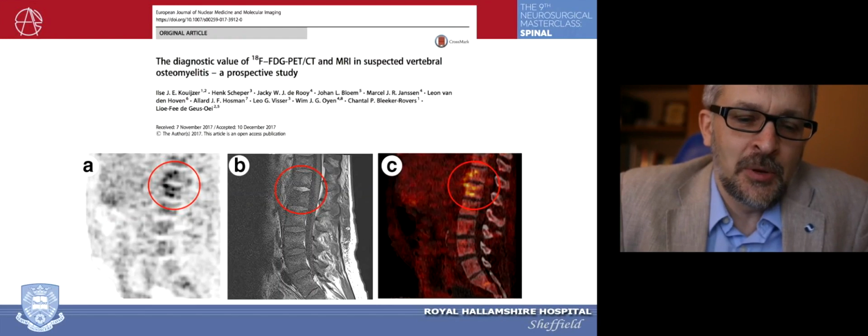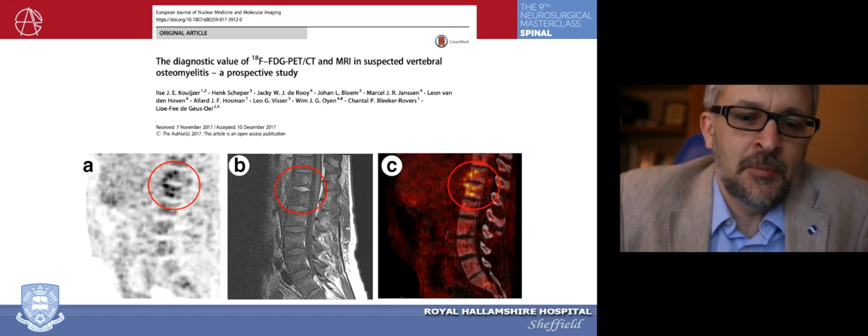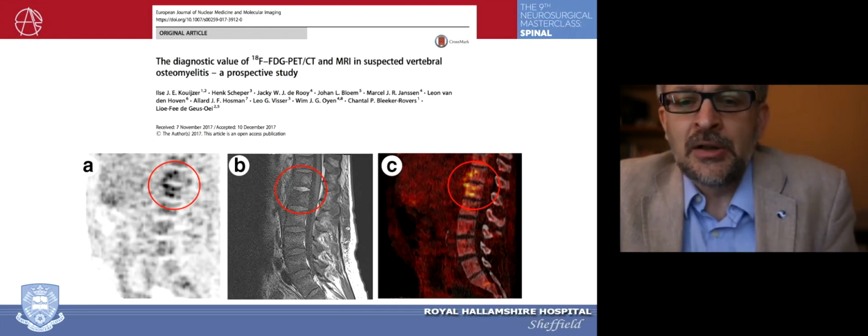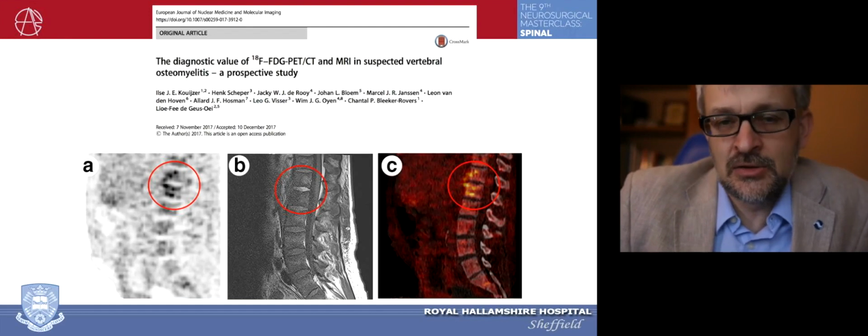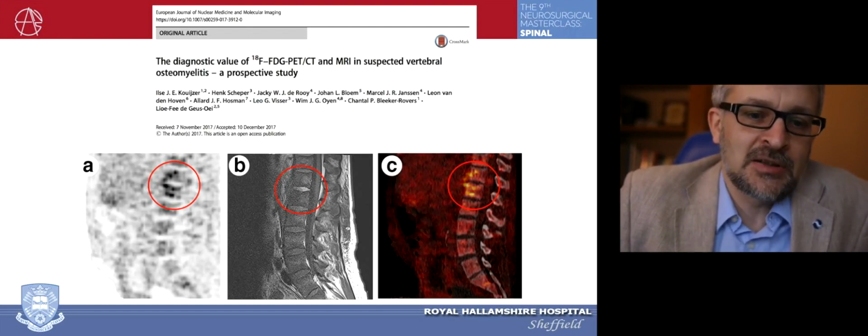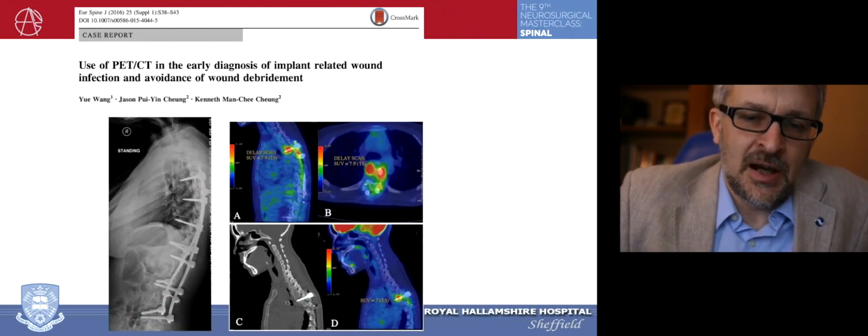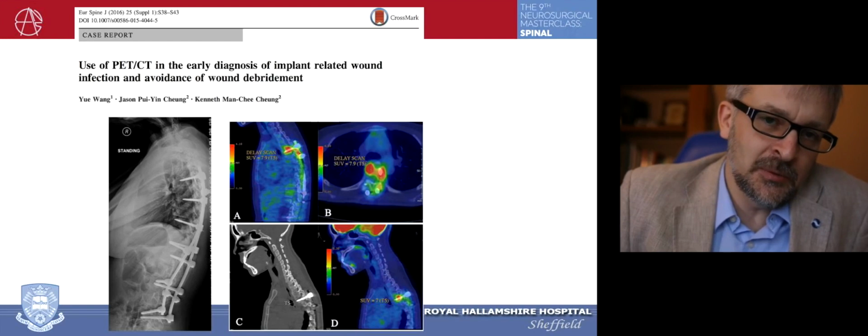So if you look at this paper, this is just one of the papers comparing PET CT and MRI scan. It shows that PET is more sensitive in the first couple of weeks compared to the MRI scan. PET scan is not universally available, and MRI scan still remains the gold standard in assessment of the infection. Now, PET scan can be helpful in specific cases, in particular if the patient had some surgery and there is some metal work in the spine.